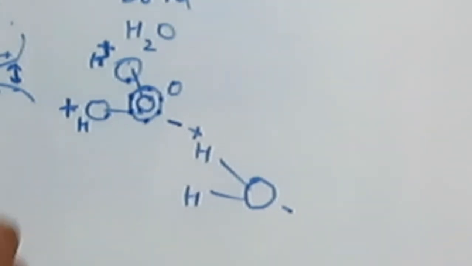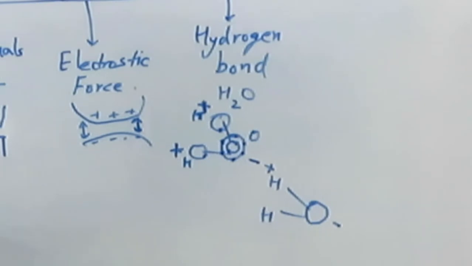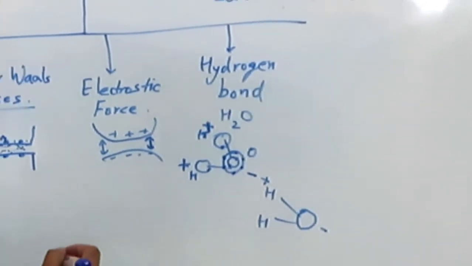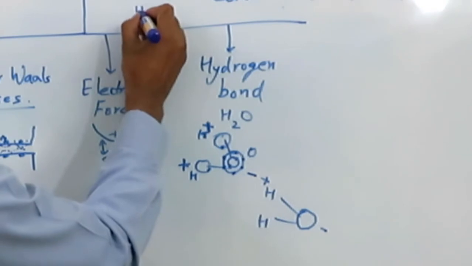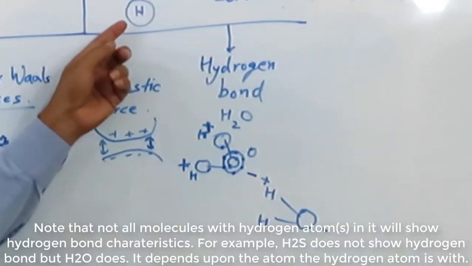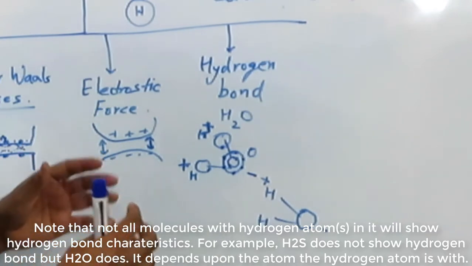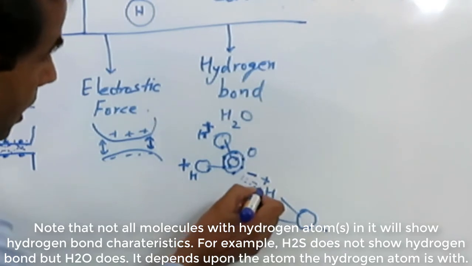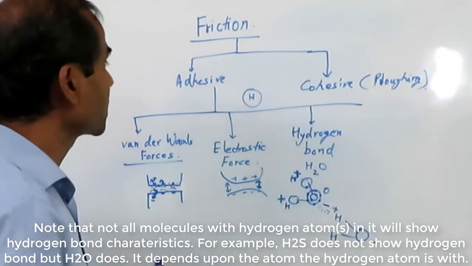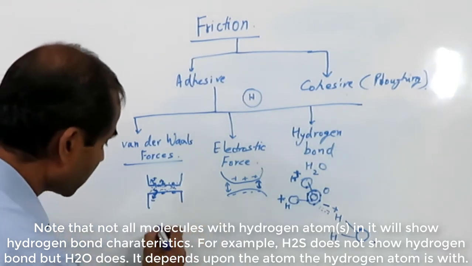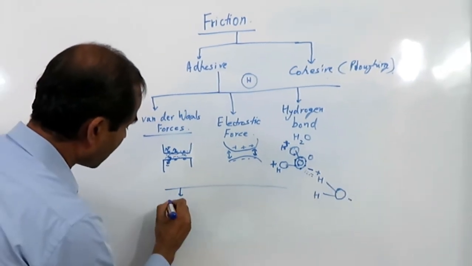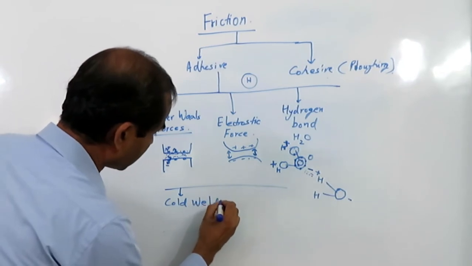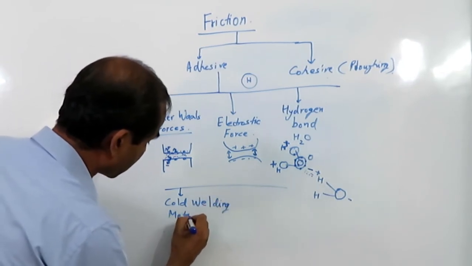And this is the reason why water is in the liquid form, because there is a hydrogen bond between the water molecules. So the hydrogen bonds will form when the surface has hydrogen, and many surfaces have hydrogen as the termination group. So the molecules have hydrogen, and therefore the hydrogen will form a hydrogen bond with this other hydrogen species here. So this is hydrogen bond. So hydrogen bond will also contribute to adhesive force. The fourth one which we will discuss is called cold welding, which is also known as metallic adhesion.